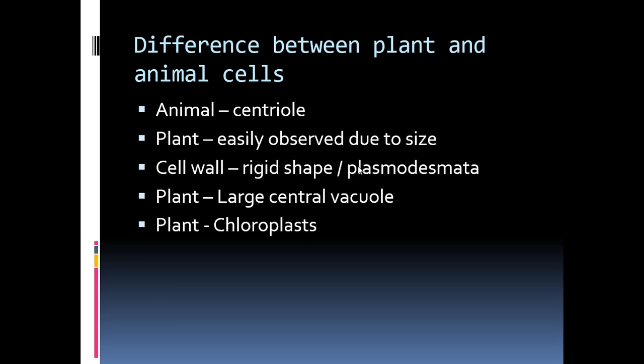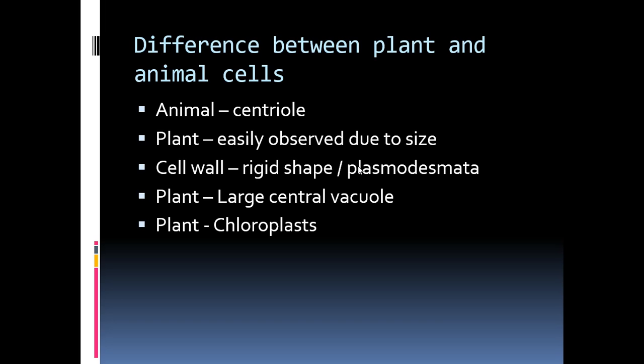And this is a list of differences between plant and animal cells that I've mentioned just now. You have centriole in animal, you have cell wall in plant, okay? And in terms of vacuole, there is a very large central vacuole in plants, but you don't really have vacuole in animal cells. Even if you have it, the size is very small. And then chloroplasts can only be seen in plant and not in animal.